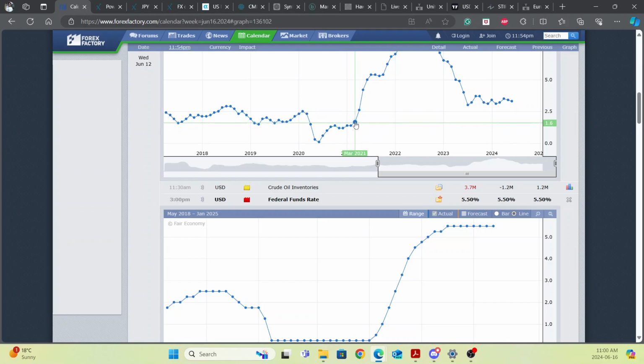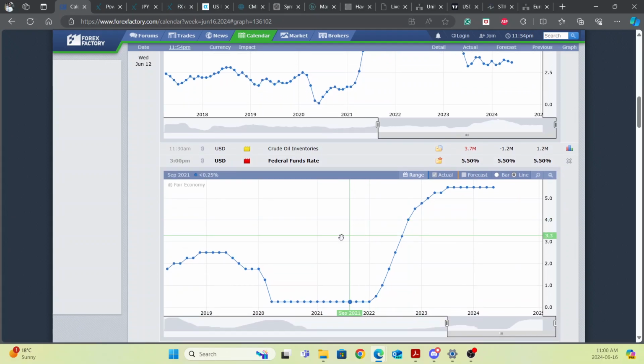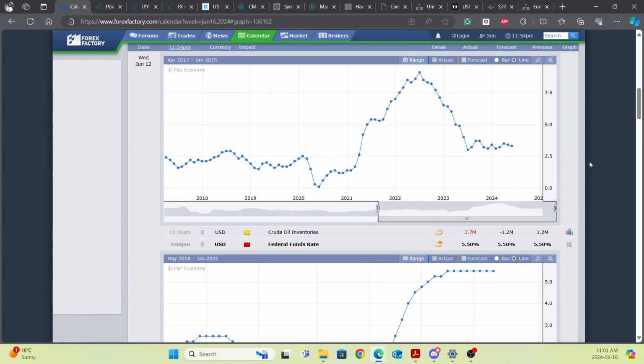In March 2021, the inflation was at 1.6%, and if we look at the federal funds rate in 2021, it was at almost 0%. It stayed there till January 2022, and where were we at that point? In January 2022, the inflation was at 6.7%, when the Fed thought, okay, it is not transitory, and we need to start increasing the interest rate.